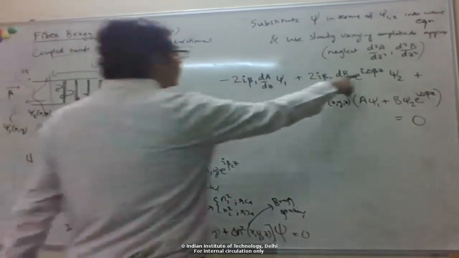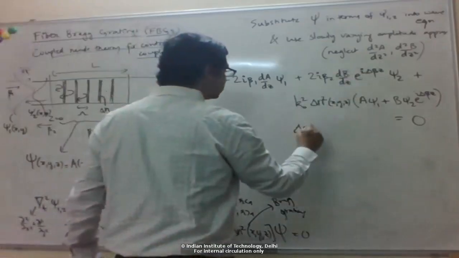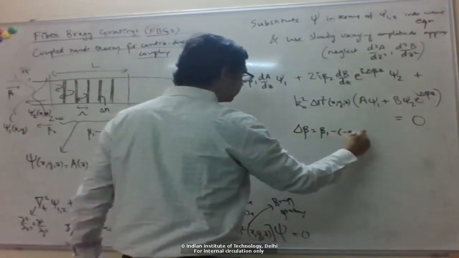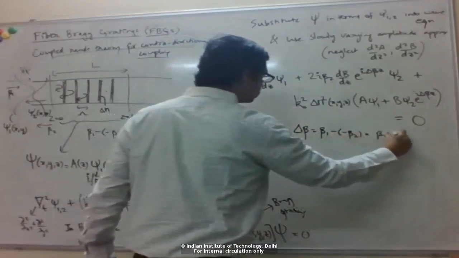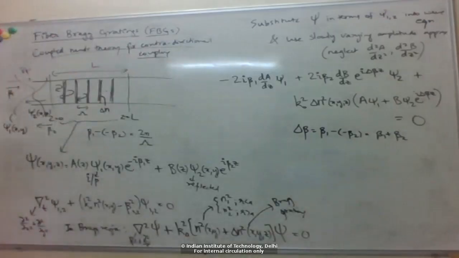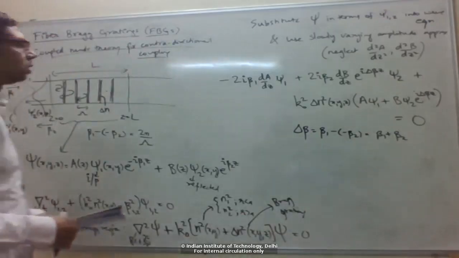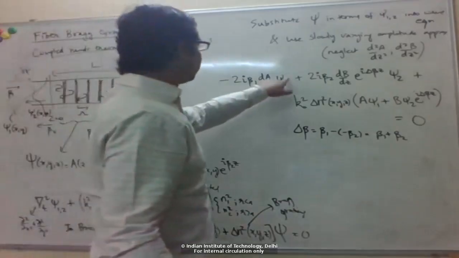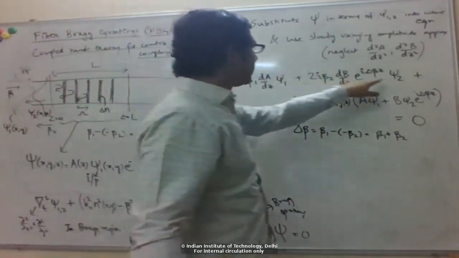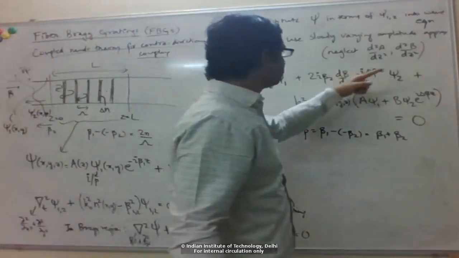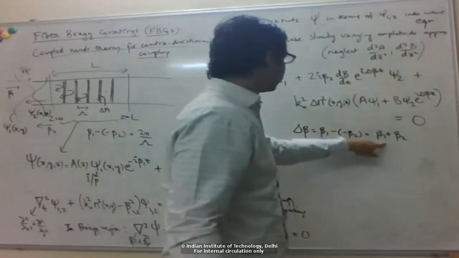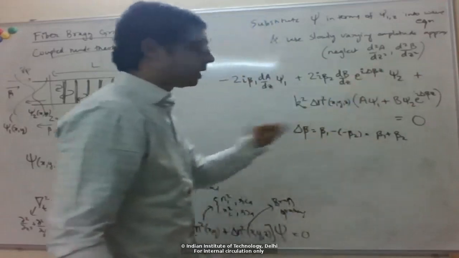Okay, and so the delta beta here is beta 1 minus beta 2, so beta 1 plus beta 2. Right? So with psi1 we get e to the minus i beta 1 z, and with psi2 we get e to the i beta 2 z. So we multiply by e to the i beta 1 z. So here we get delta beta is beta 1 plus beta 2.